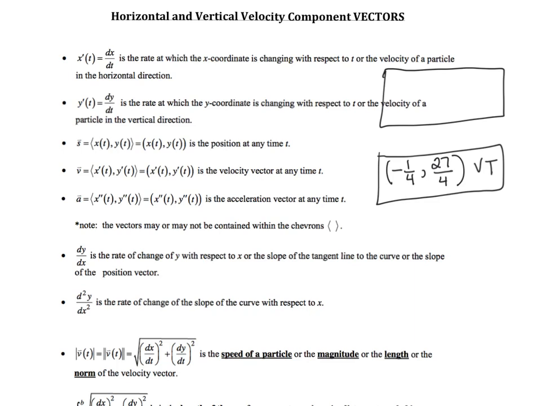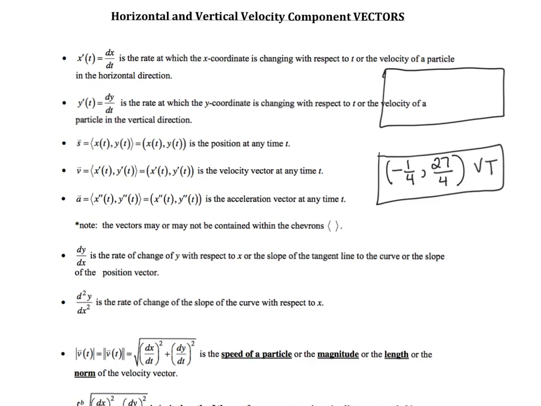So x prime of t, or dx dt, is the rate at which the x-coordinate is changing with respect to t, or the velocity of the particle in its horizontal direction. y prime of t is essentially the same thing, just talking about the particle's vertical direction.